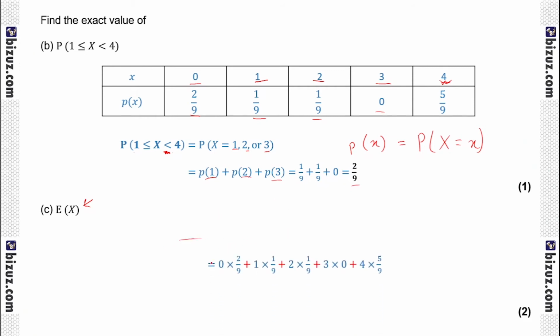This is what I've done here. For every column, I took the x value, multiplied by the probability, and then added all of them, as you can see here. This is going to give us a value of 23 over 9. So that is the exact value of the expected value of x.